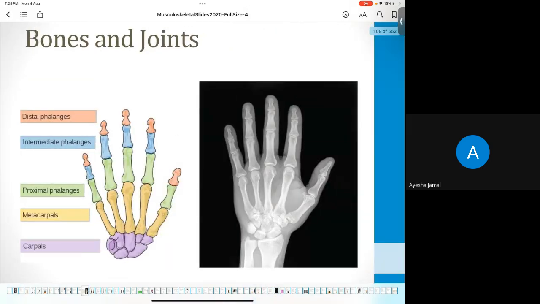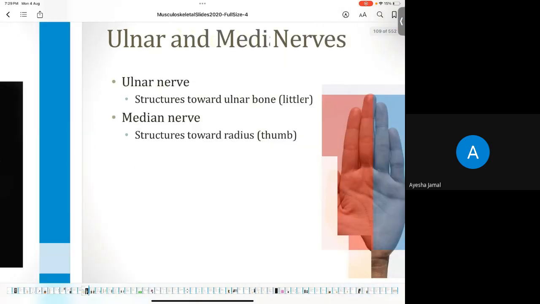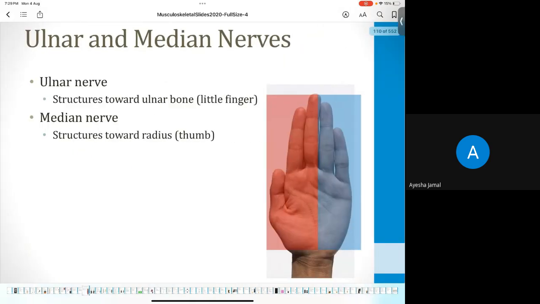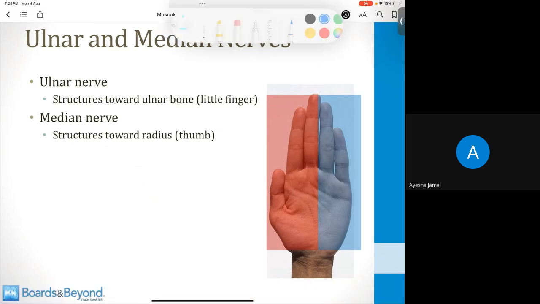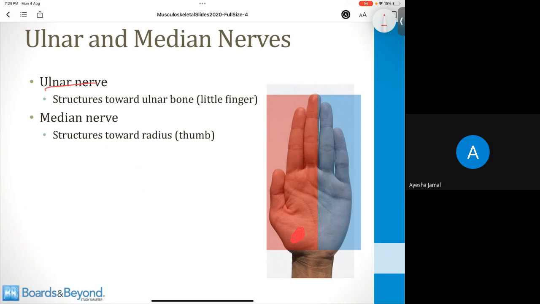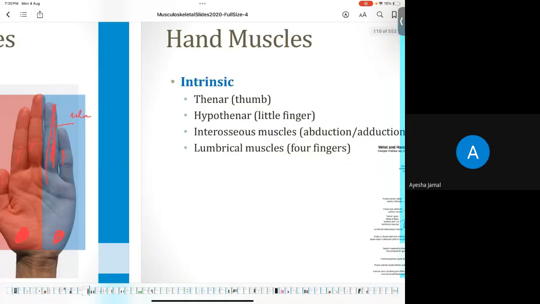Let's look at the different bones. The wrist bones are basically called carpals. After that, we have metacarpals, proximal phalanges, middle phalanges, and distal phalanges. Now the nerve supply of the ulnar and median nerves. If you remember, the median nerve supplies the thenar muscles and the first two lumbricals, and the other 3.5 are supplied by the ulnar nerve. The ulnar nerve also supplies the hypothenar muscles, the medial lumbricals, and all of the interossei, anterior and posterior.